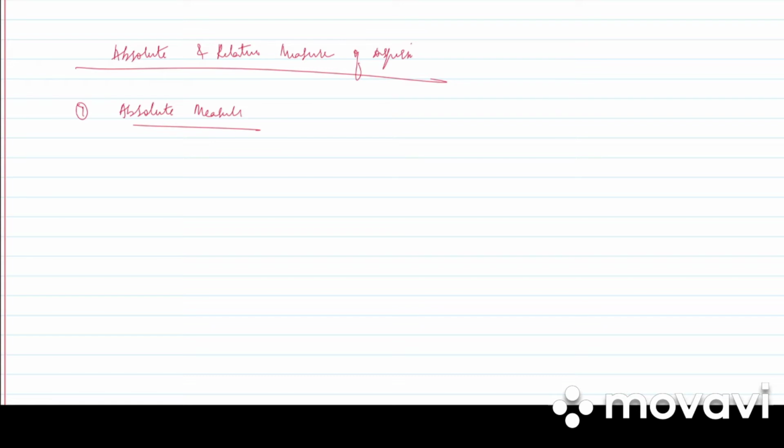Next side heading, write down absolute and relative measure of dispersion. Under that write down first one, absolute measure. Under that write down, when dispersion of the series is expressed in terms of the original unit of the series, it is called absolute measure of dispersion.